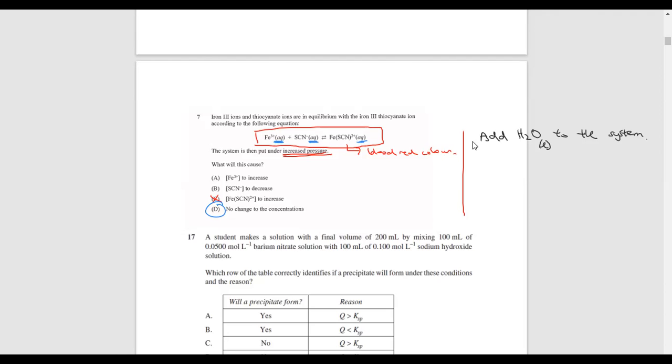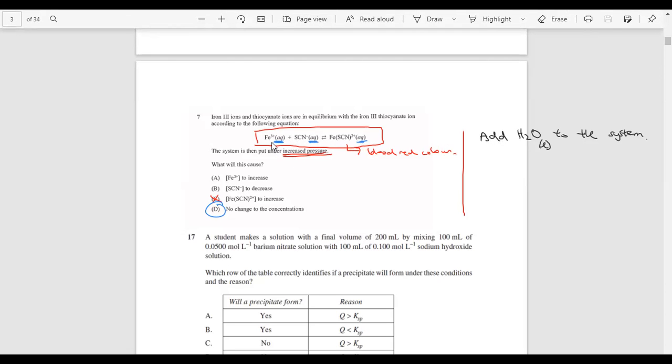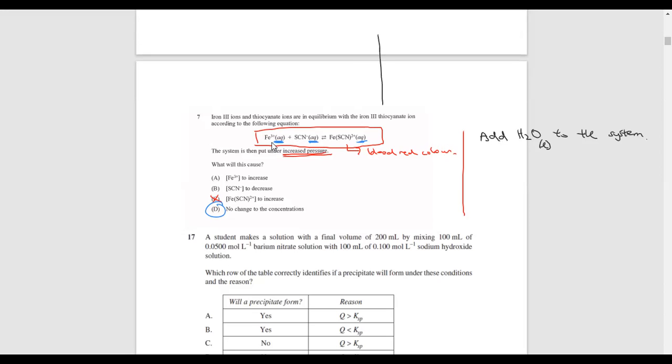So here's the thing, all right? When you add water to the system, you are going to dilute. Remember, these are aqueous solutions, right? Because they're aqueous solutions, they will all be diluted. So if you think about it in terms of concentration, you've got Fe3+ at some level, SCN- at some level, FeSCN2+ at some level. It doesn't matter. The point is, when you add water, you're going to dilute all of them. So all of them will go down by some amount. I'm not going to draw it to scale.